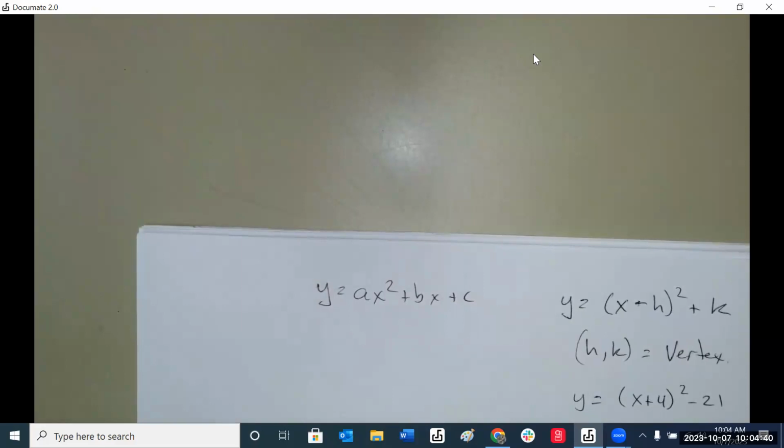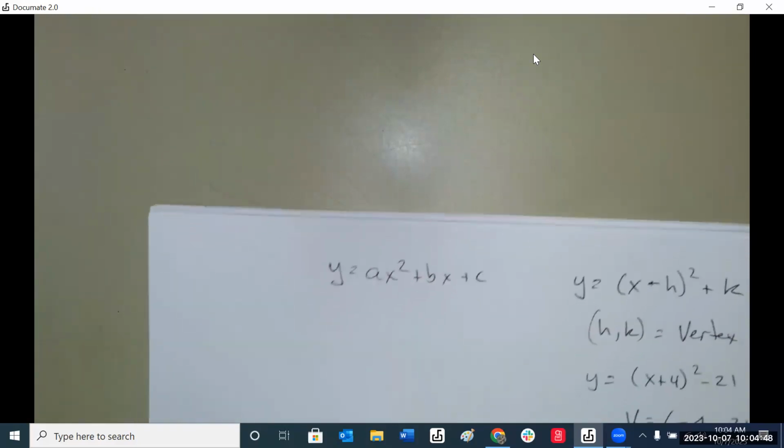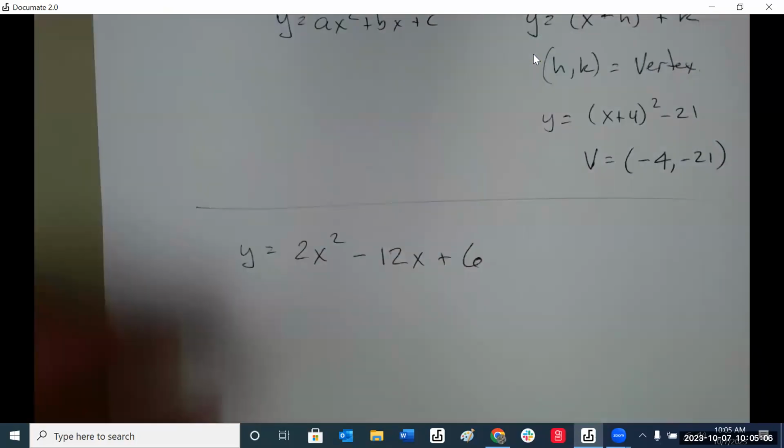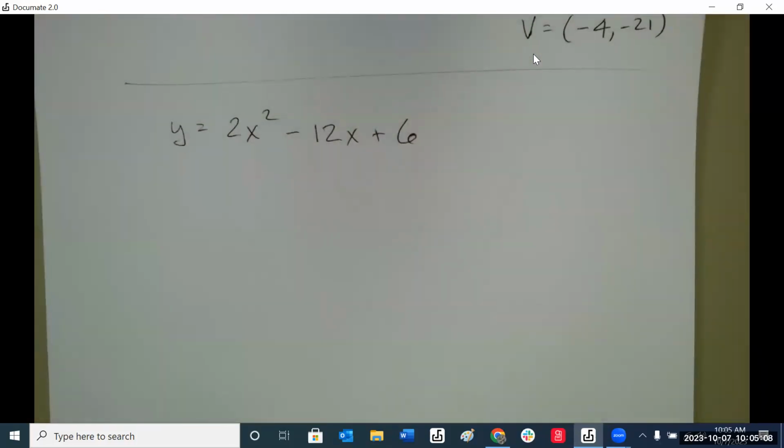So are you okay with the complete the square? Yeah. You want to do another one? Yeah. Well, let's do another one with a coefficient in front of it. So y equals 2x squared minus 12x plus 6.